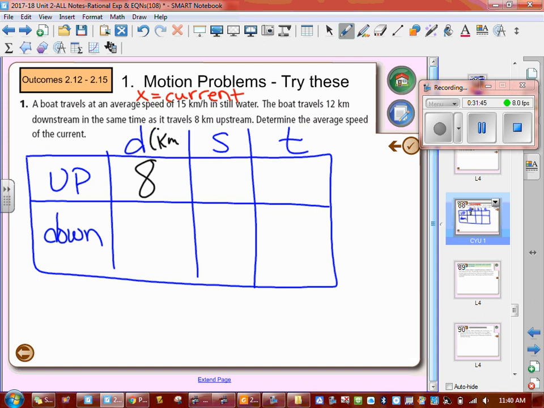Speed, it says he's going 15 kilometers per hour in still water. So we need to know the current. We don't know how fast the current's pushing. Upstream is going to be 15 minus the current, because you're going to fight the current going upstream. Downstream, you've got to add the current: the boat plus the current. You're going faster, so if it's faster, you're always going to be adding.